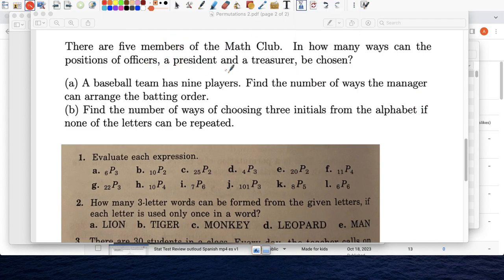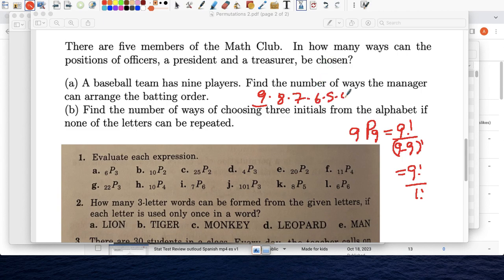Baseball team has 9 players. Find the number of ways the manager can arrange the batting order. So we have 9 people taking 9 at a time, right? Arranging them 9 at a time. So this is 9 factorial over 9 minus 9 factorial, which gives us 9 factorial over 0 factorial. And again, if you think about it, the quick way was 9 choices for the first spot, 8 choices for the second spot, 7 choices for the third spot, and so on. That's the same thing as 9 factorial.